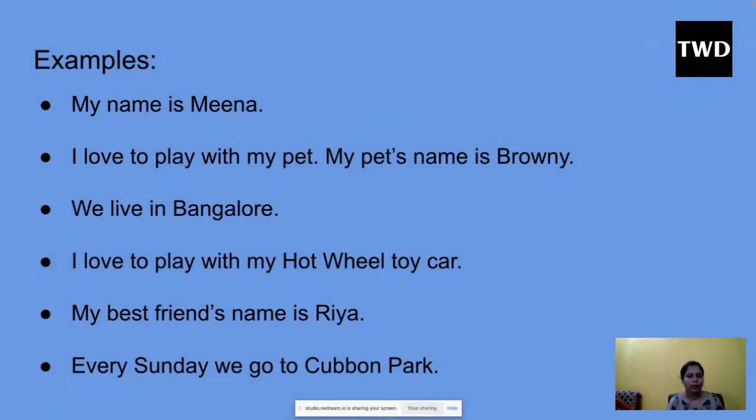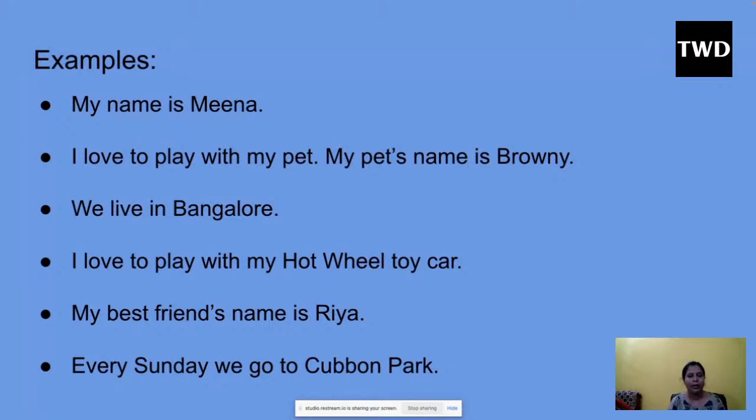Then we have got some examples here, like my name is Meena. Here proper noun is Meena. I love to play with my pet. My pet's name is Brownie. And I also have a pet. You might have heard its voice now. Also it was making some kind of noise, and its name is Rocket. Yes, so Rocket is also a proper noun here, because my pet's name is Rocket.